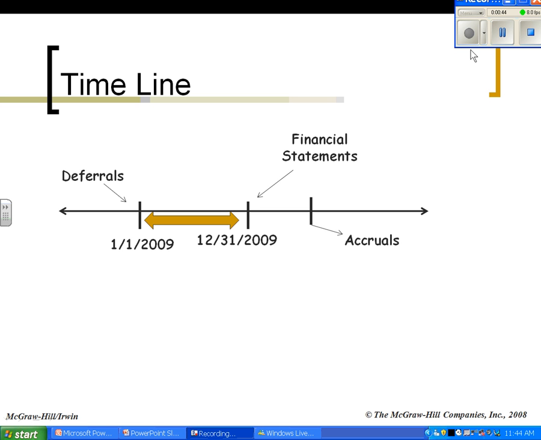But in this chapter, remember, we're really focusing on the income statement and what revenues need to be recorded in the right time frame and what expenses. And the other half of that is looking at your balance sheet. All right, so let's continue.